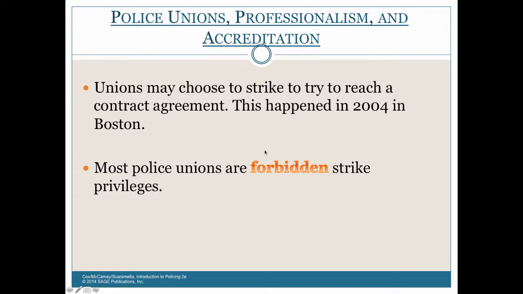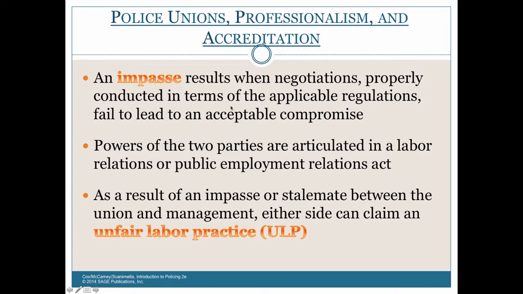And so if there is an impasse, what ends up happening is, if the city and the union can't agree on a certain part of the contract, then it goes in front of an arbitrator, and the arbitrator makes that decision.